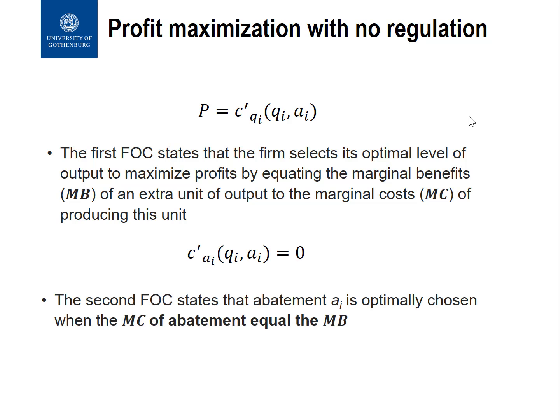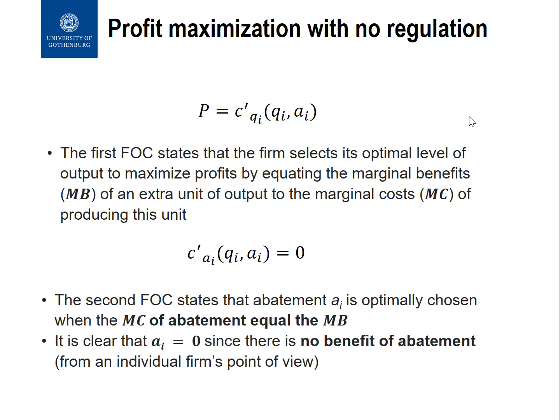The second condition states that abatement A_i is optimally chosen when the marginal cost of abatement is equal to the marginal benefits of abatement. But actually, the marginal benefit to the firm of abating one additional unit of emission is zero, since from an individual firm's point of view, there is no benefit of abatement because abating emissions reduces production and thus profits. So it is clear that abatement will be chosen so that it is equal to zero. The firm does not abate emissions at all in the laissez-faire scenario.